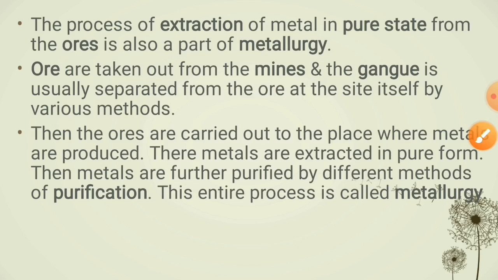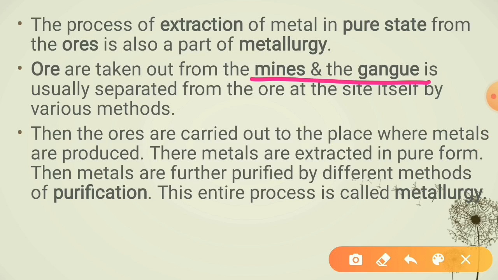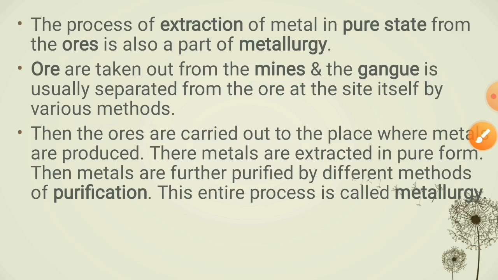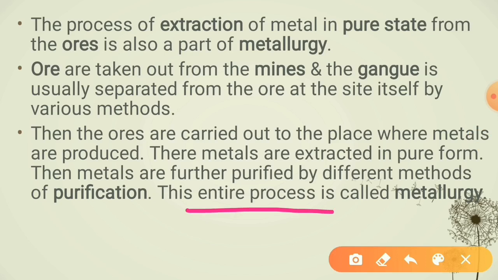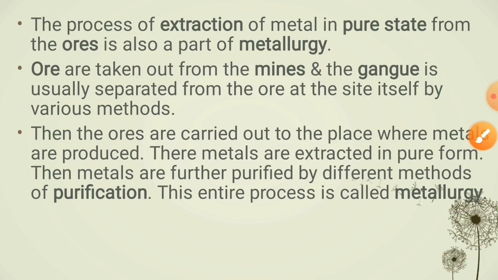Ores are taken out from the mines and the gangue is usually separated from the ore at the site itself by various methods. Then the ores are carried to the place where metals are produced. There the metals are extracted in pure form. Then metals are further purified by different methods of purification. And this entire process is called metallurgy.